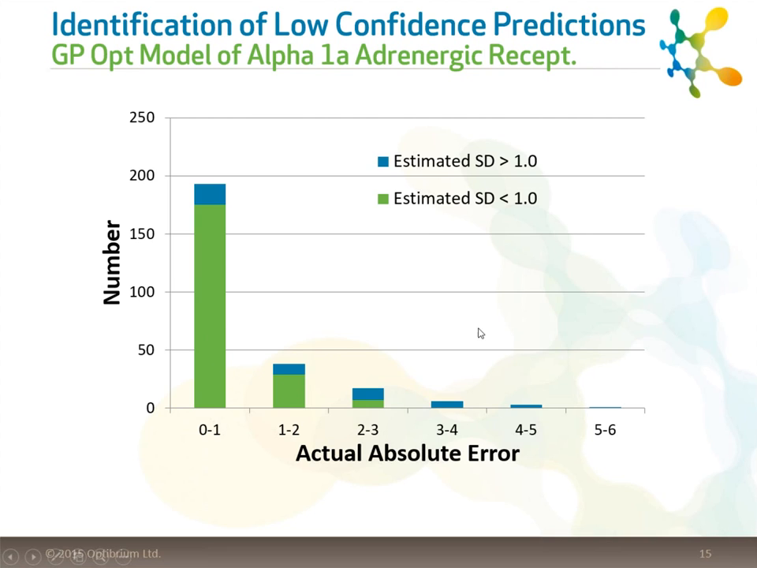But actually, most importantly, the really inaccurate predictions out here are flagged as having a very low confidence. In this case, I've just highlighted those as estimated standard deviation greater than 1 log unit. And so it's very nice in being able to identify those outliers where we have very low confidence in the prediction.